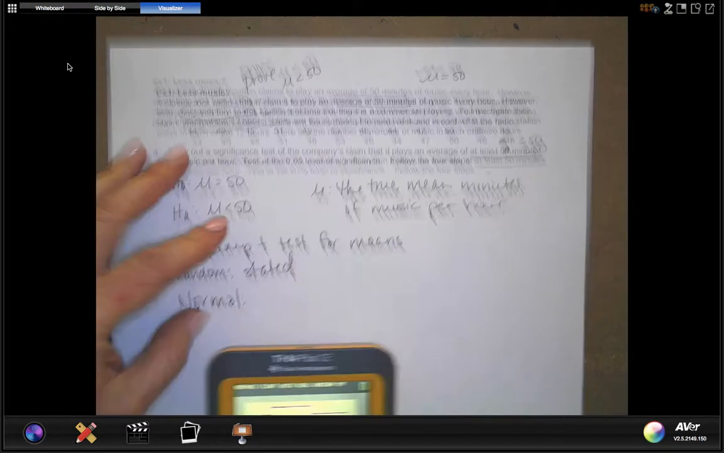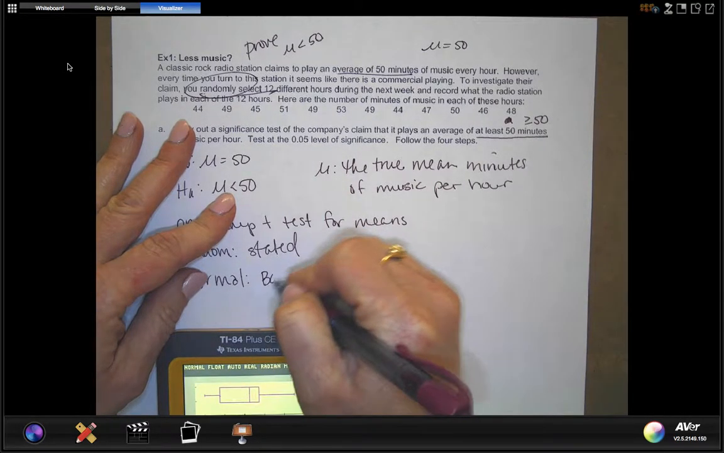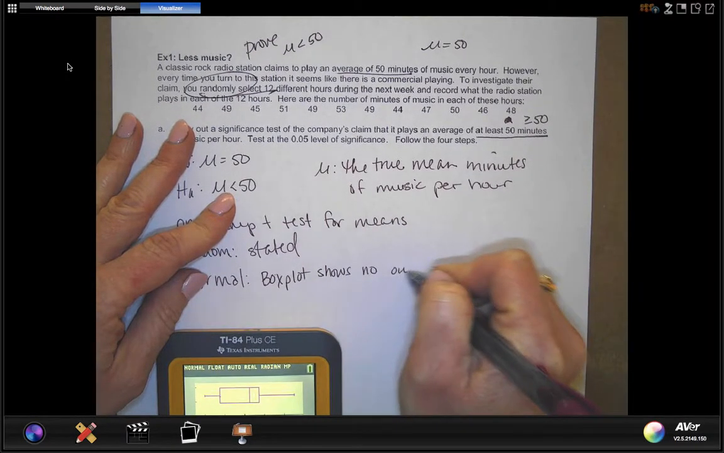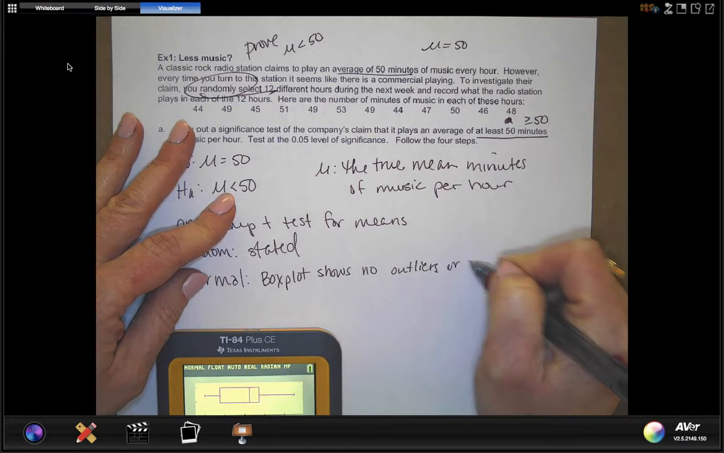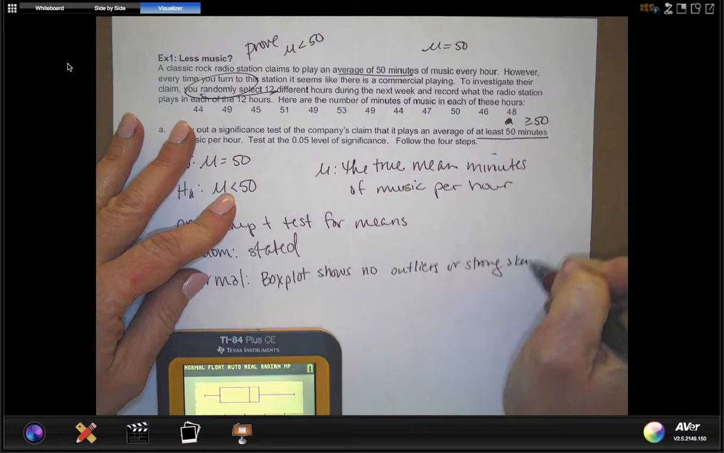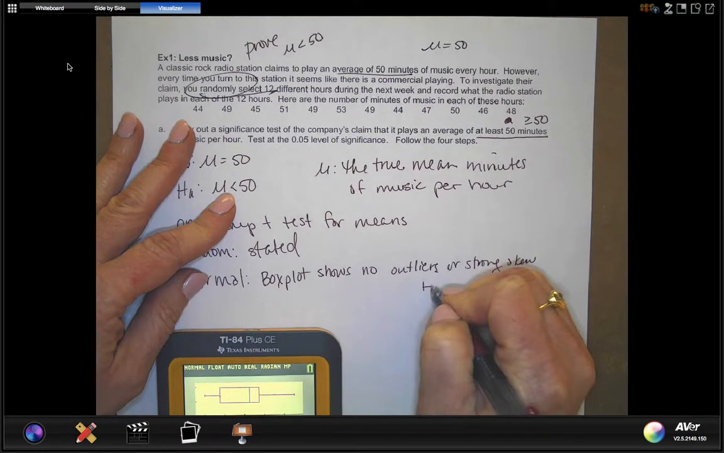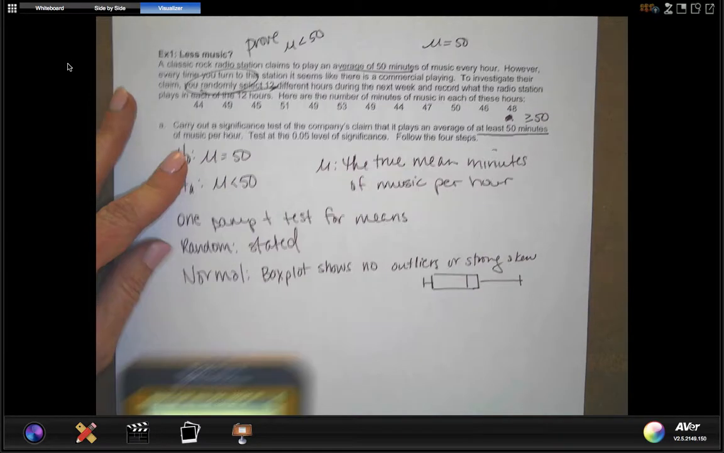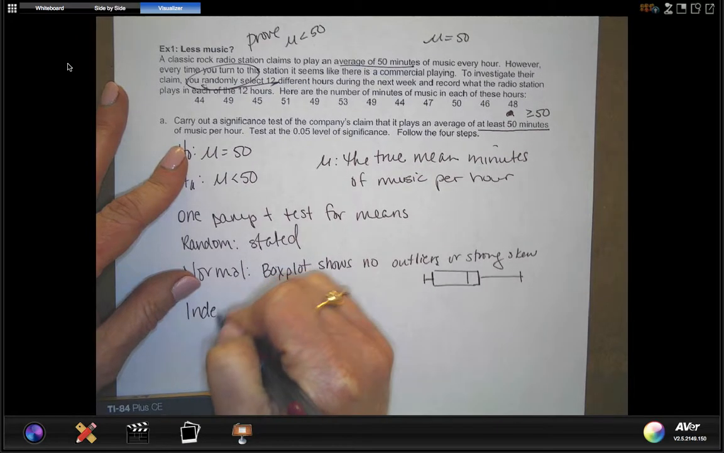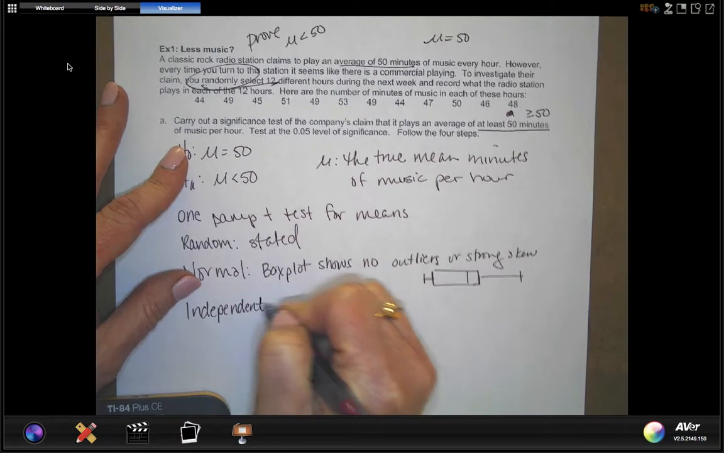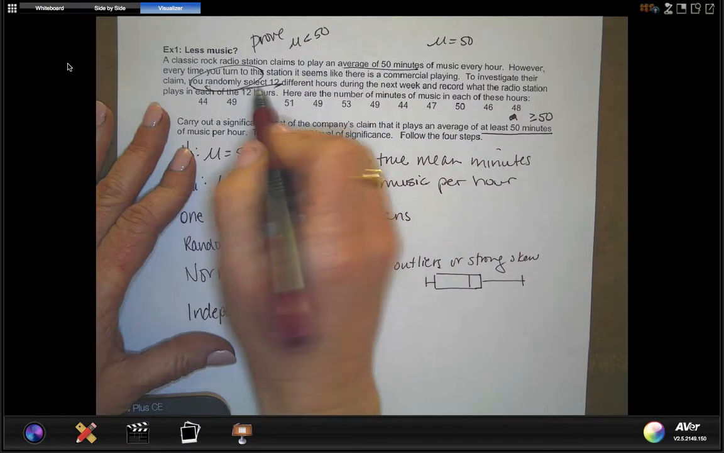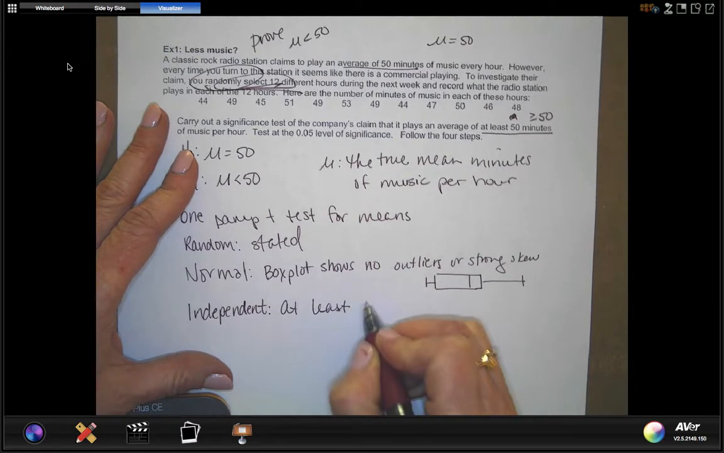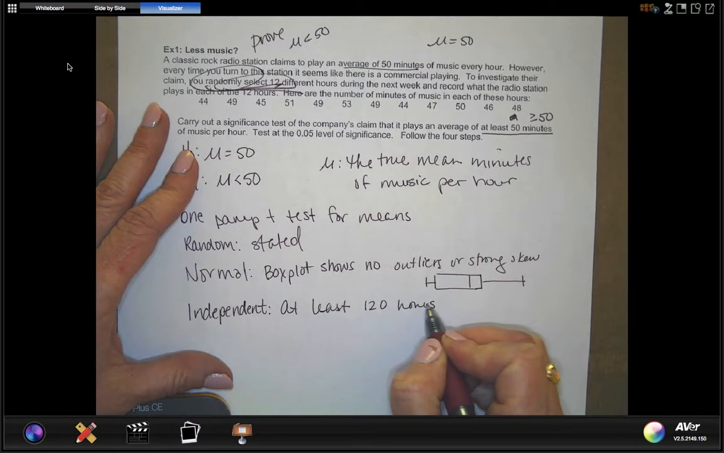All right, so I'm going to comment here just like we did last chapter. And I'm going to draw a picture there. Okay. All right, for my independent, so they did take a sample without replacement. I'm not going to write assume here because I know that there's at least 120 hours in a week.